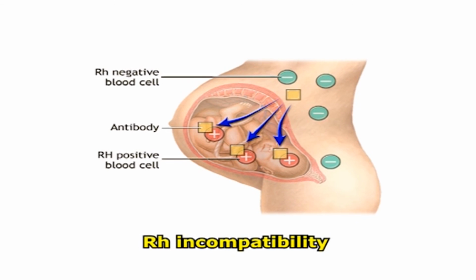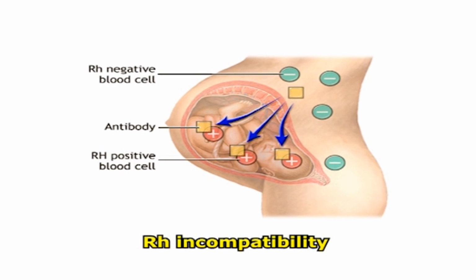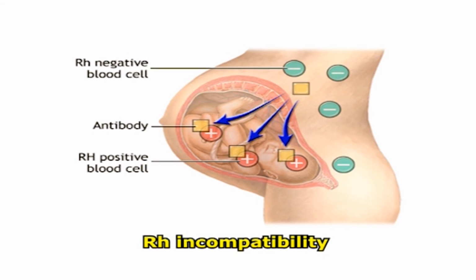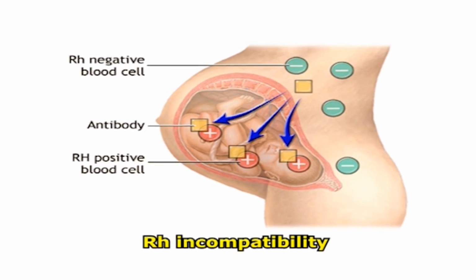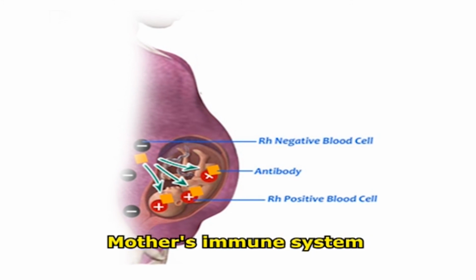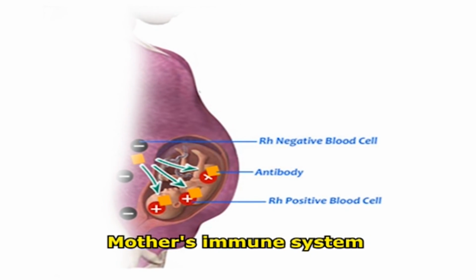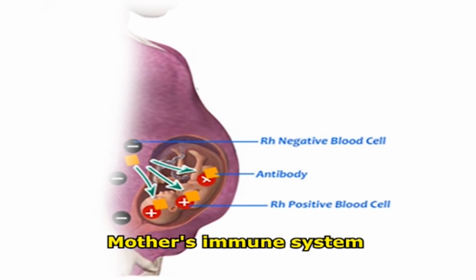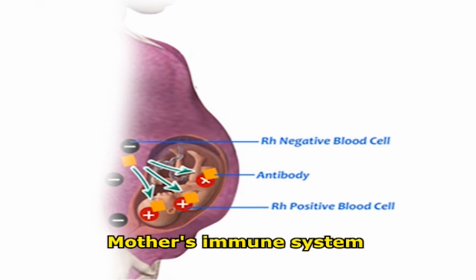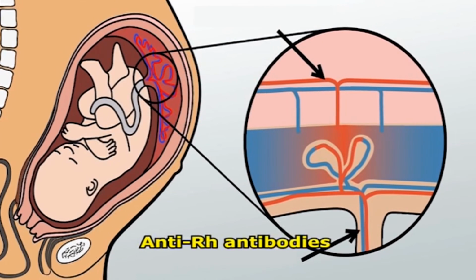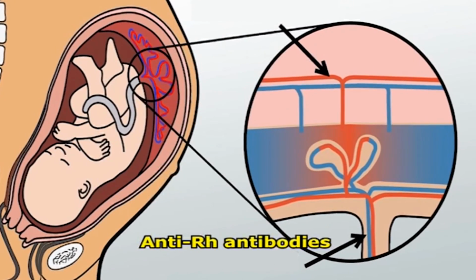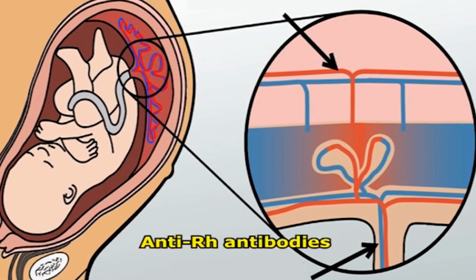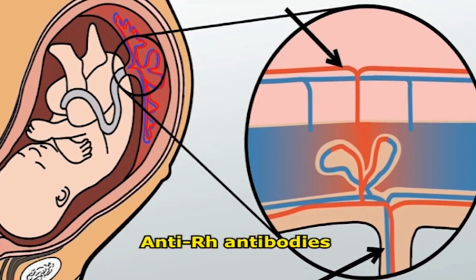RH incompatibility is a condition which develops when there is a difference in RH blood type between that of the pregnant mother and that of the fetus. In such cases, the mother's immune system treats the RH positive fetal cells as if they were a foreign substance and makes antibodies against the fetal blood cells. These anti-RH antibodies may cross the placenta into the fetus, where they destroy the fetus's circulating red blood cells.